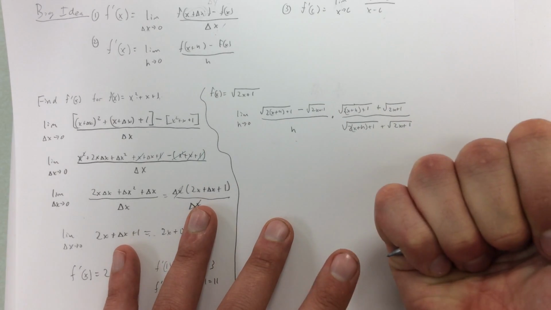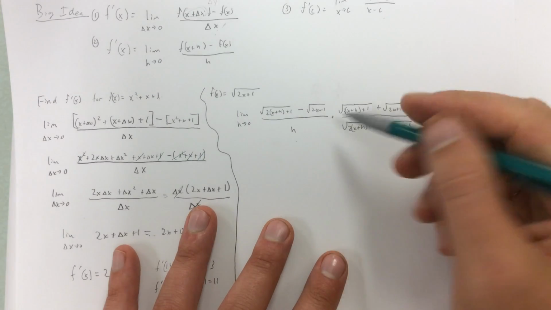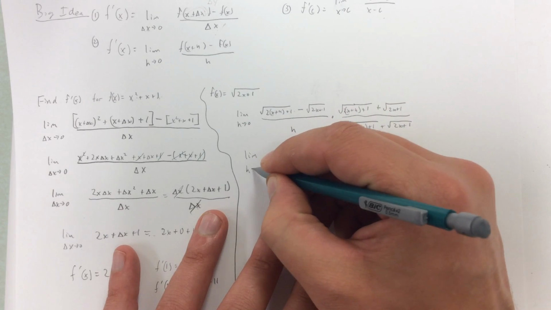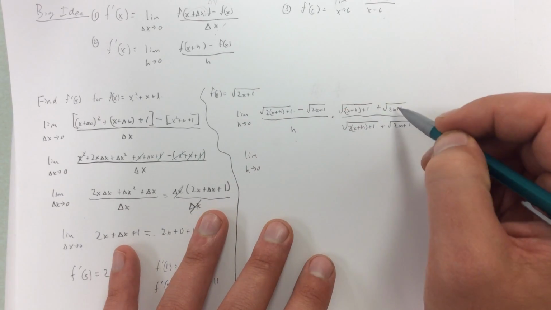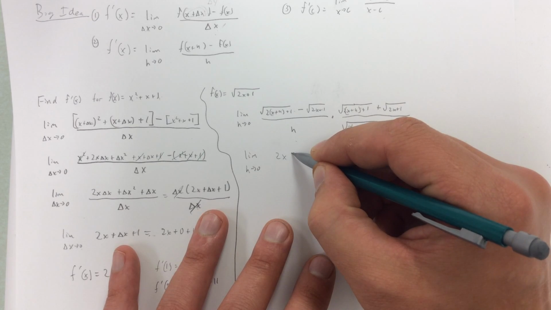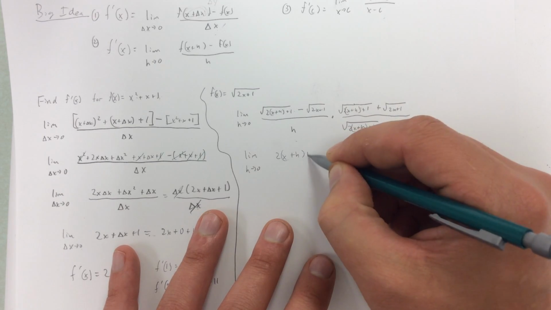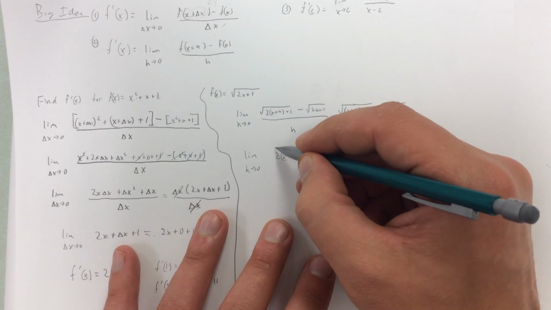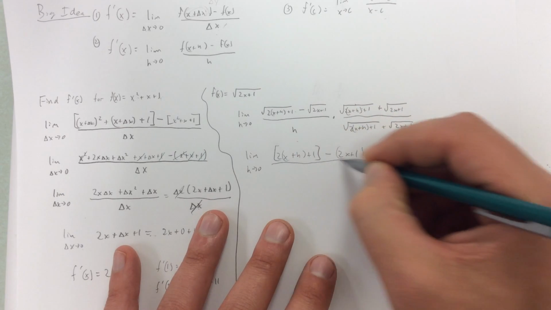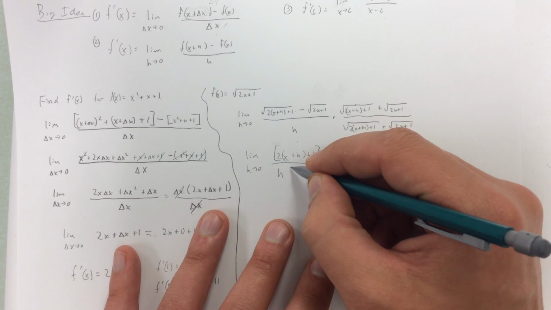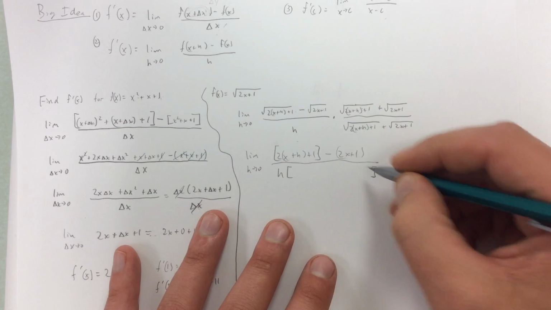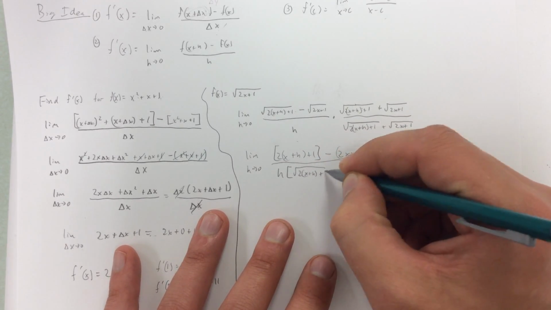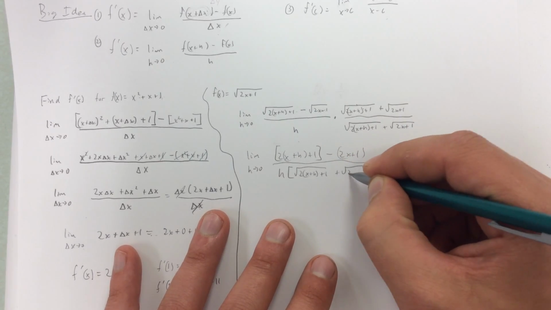When we do that, the top here is just difference of squares. So now we have the limit as h approaches 0 of 2x plus h plus 1 minus 2x plus 1, all over h times big huge thing down here, the square root of 2x plus h plus 1 plus the square root of 2x plus 1.